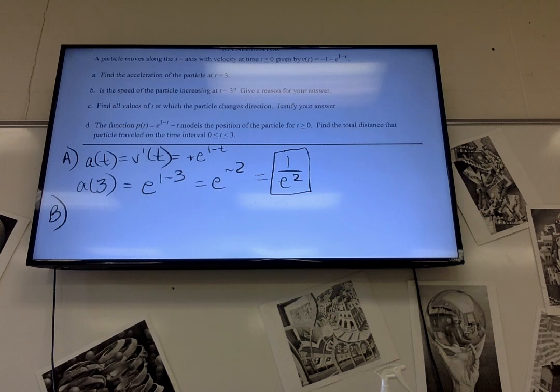Did you have a question? Oh. We good? All right, B. Is the speed of the particle increasing? Give a reason. How do you figure out if speed is increasing?